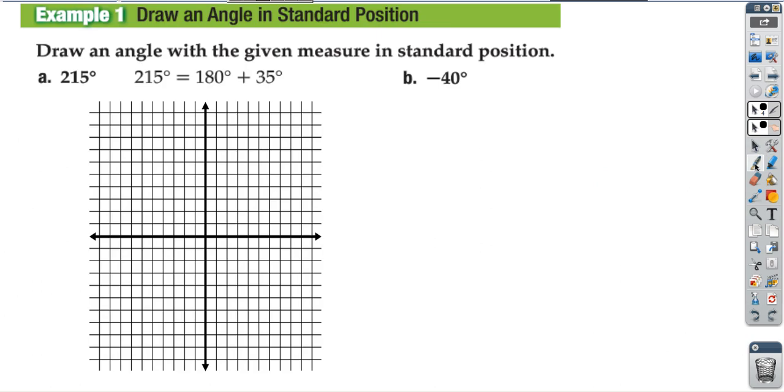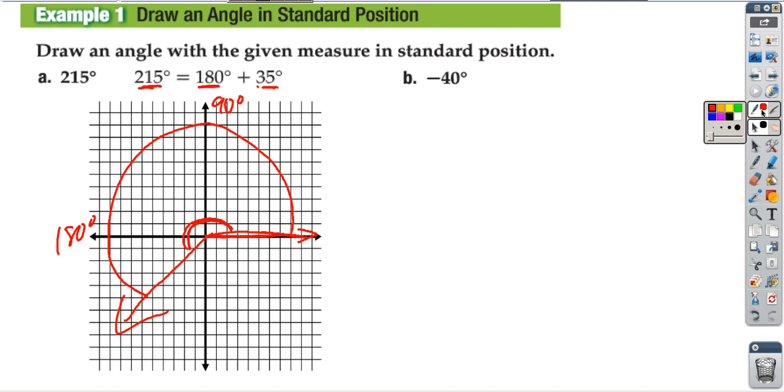Alright, so it says draw an angle with the given measure in standard position. So if we start at 0 degrees right here, this is the initial side, this is 90, this is 180, and so that's why it tells us right here 215 is going to be past 180. It's actually 35 degrees past 180. So if we draw this angle, we would start here and we would go, there's 90, there's 180, 215 is a little bit further than that. So this red angle right here, that's a 215 degree angle.